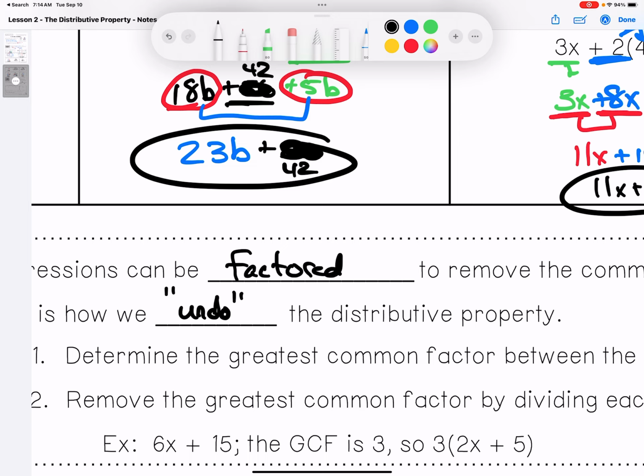So here's how we do that. Number 1, we determine the greatest common factor between the values. The largest number that will go into both of those, that's what the common factor is. And then we remove it by dividing it by each term. So here's how that would go. Let's do an example.